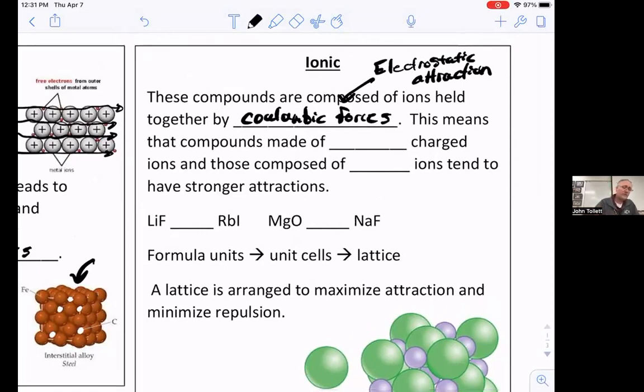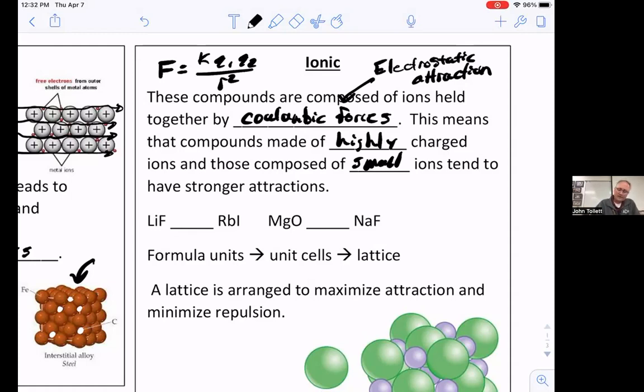That means that compounds that are made of highly charged ions and those of really small ions are going to have stronger attractions due to that Coulombic force. I'll write it up here, but you remember Coulomb's law, I hope. It's k Q1 Q2 over the distance between those ions squared.